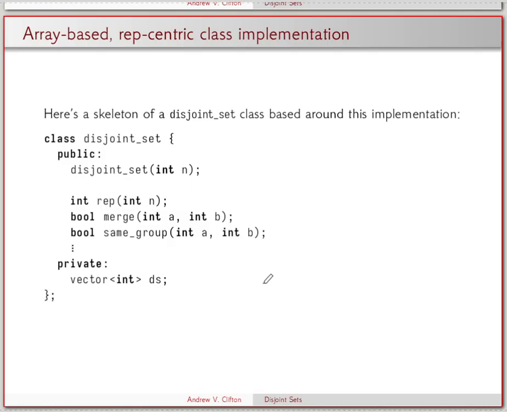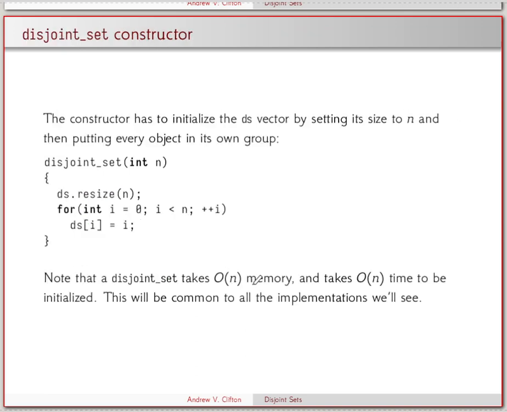So here's a skeleton of the class that we'll be basing this off of. And again, the same group function is going to have the exact same definition in all of these versions. It's literally just, is the rep for A equal to the rep for B? So the two that we're really going to look at are rep and merge. Under the hood, we just have a vector of ints. That's how we're storing the contents of our disjoint set.